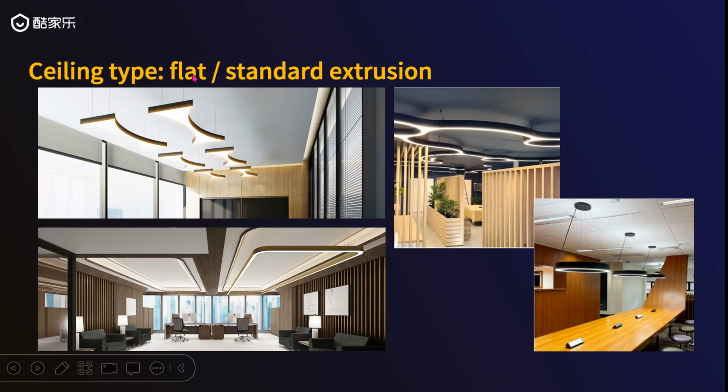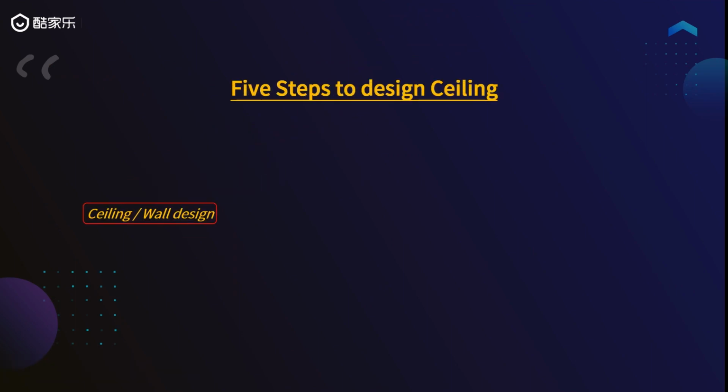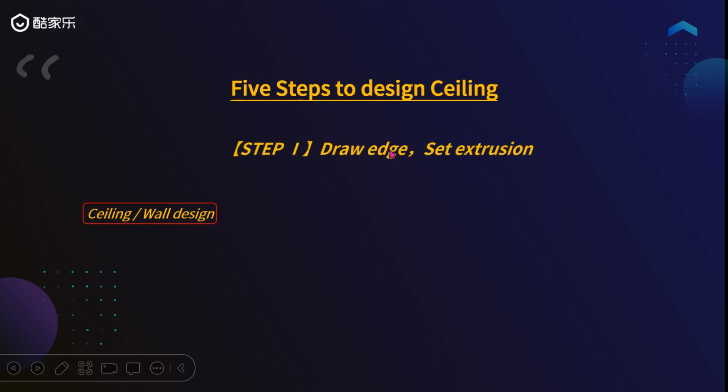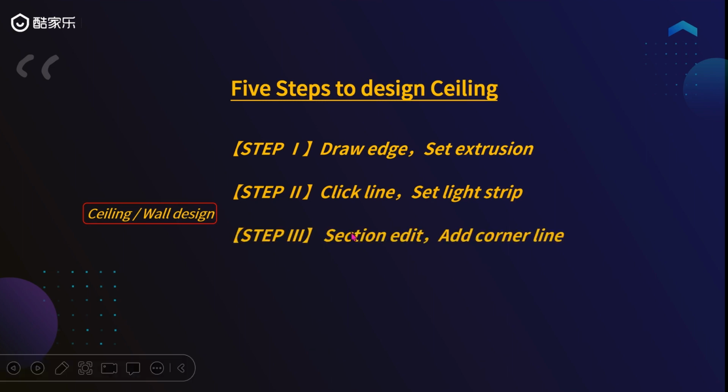So this is the first string type. And just now we finished the very basic ceiling design. So here there are 5 steps for you. First is to draw the edge and set the extrusion. The second is to click the line and set the light strip. If you don't have the light strip, you can ignore that. And then the section edit at the corner line. If you don't want, you can also ignore this step and then duplicate the line to the whole area.